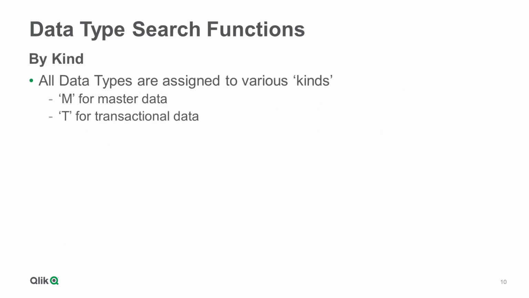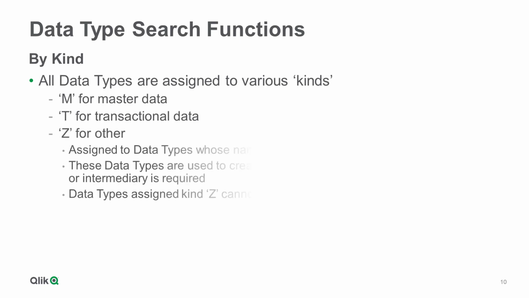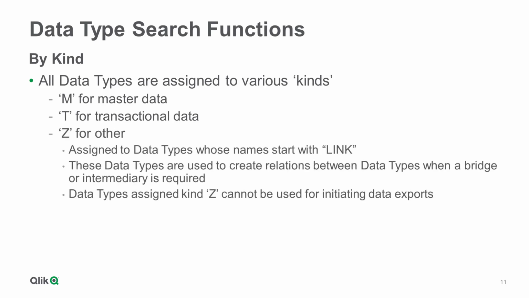The next field is known as the data type kind. Most data types are assigned to M for master data or T for transactional data. The Z or other type is assigned to data types whose names begin with link. The link data types are needed for creating relations between various data types in order to help maintain high levels of data integrity during the copy process. Please be aware that data types assigned to Z cannot be used to initiate data exports.